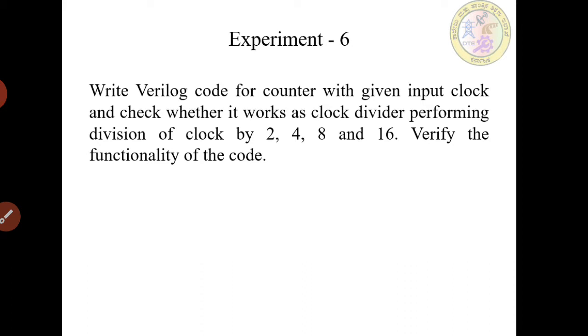So in the syllabus, experiment number 6 is: write a Verilog code for a counter with a given input clock and check whether it works as a clock divider, performing division of the clock by 2, 4, 8 and 16, and verify the functionality of the code. Okay, so first let us understand the given problem.